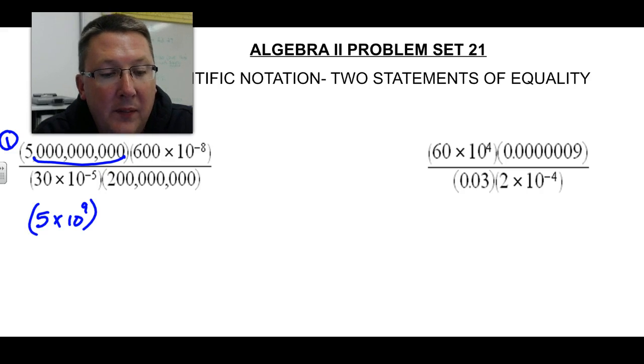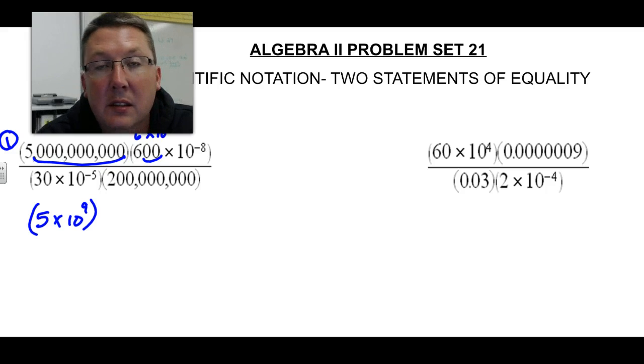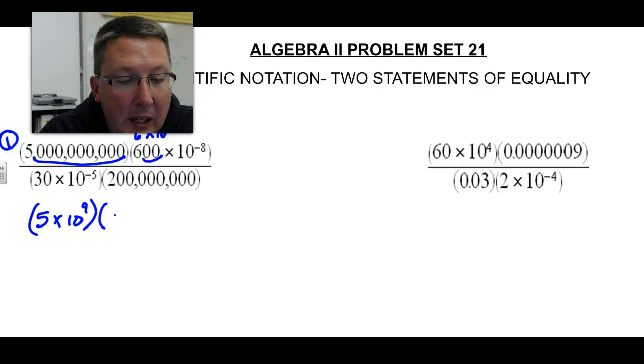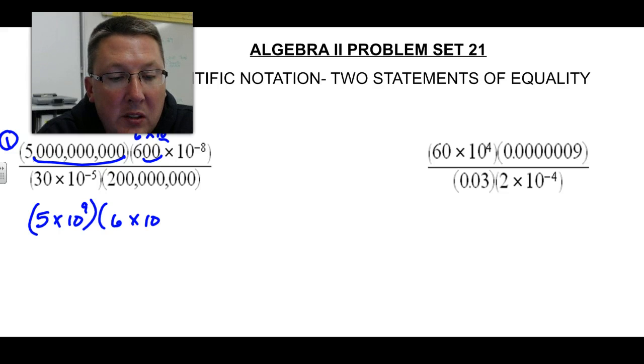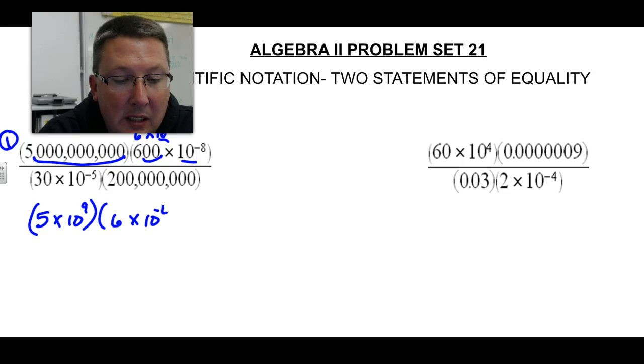Okay, second part. This one is a little different because it already has a power of 10. But if you just start with the 600, if I move that decimal over 2 places, for that 600, that is 6 times 10 to the 2nd. Positive 2 because that's a big number. So I know I'm going to have 6 times 10 to a power, but these two powers of 10, I can put those together and make that 10 to the -6 by adding the exponents.